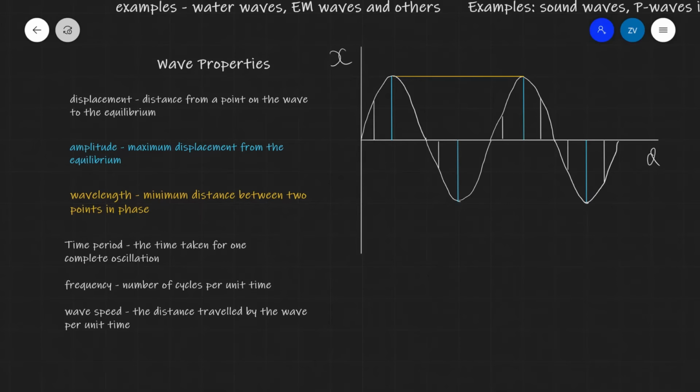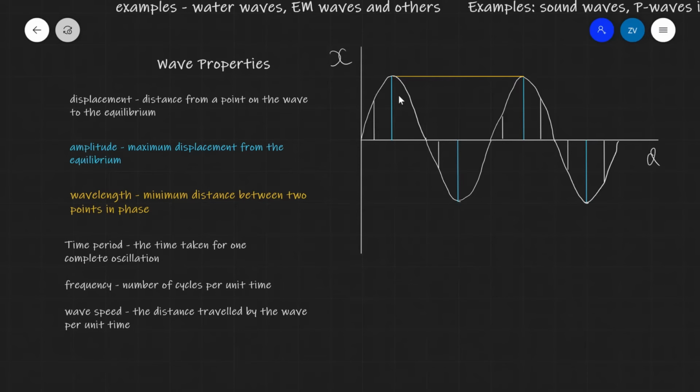Okay guys, now time to look at some wave properties. First off, the displacement. Now the displacement is the distance from a point in the wave to the equilibrium. For instance, I've drawn them over here in gray. This point right here is going to have the following displacement, whereas this point here will have the following displacement, and any point on the wave will have some distance from the equilibrium position.